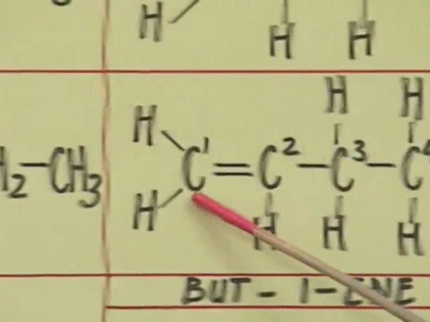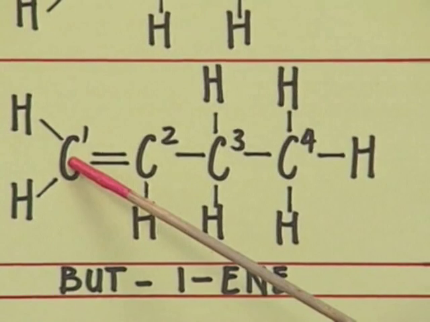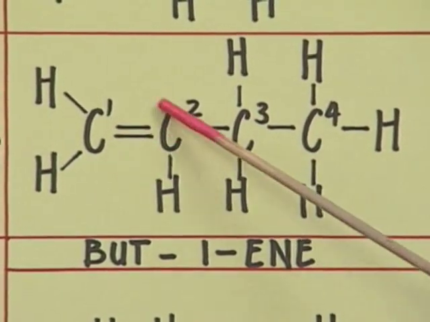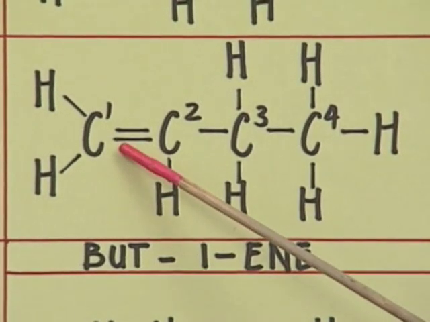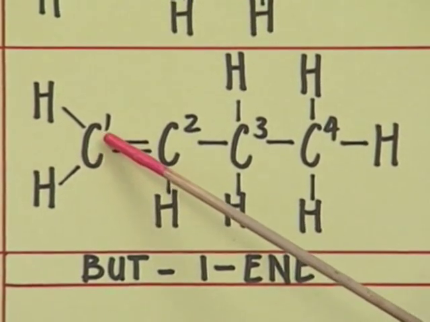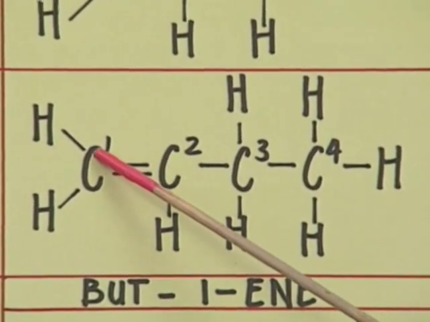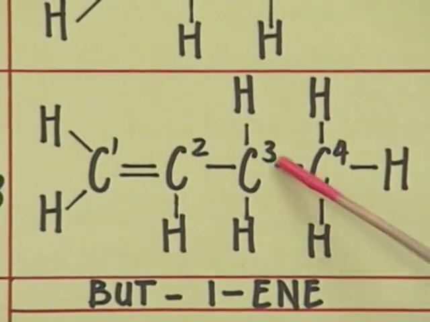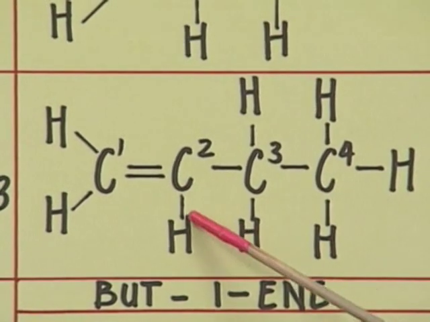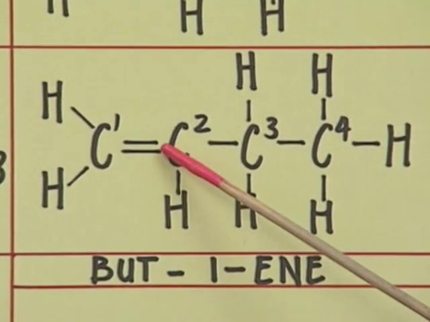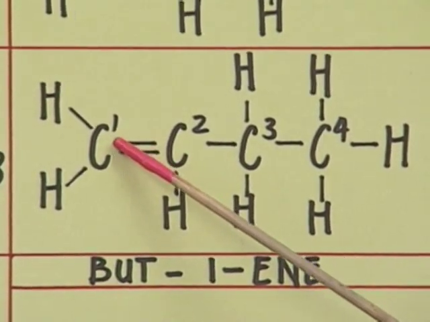When we name alkenes, we always first locate the longest carbon chain containing the double bonded carbon atom, or the alkene functional group. So we start numbering our longest chain from this end, the end nearest the double bond. So this will be carbon atom 2, 3, and 4. And this will then be but-1-ene, because the double bond follows immediately after carbon atom 1.